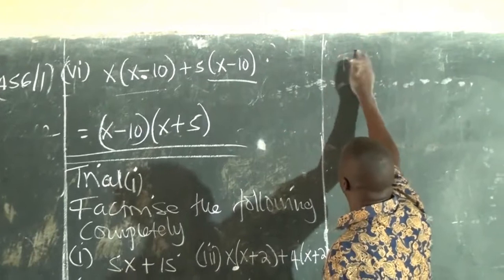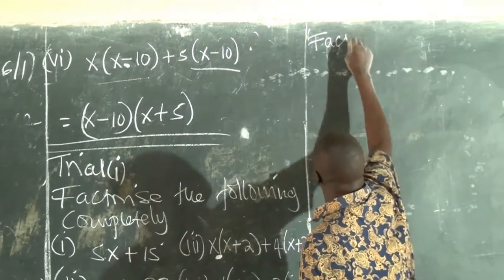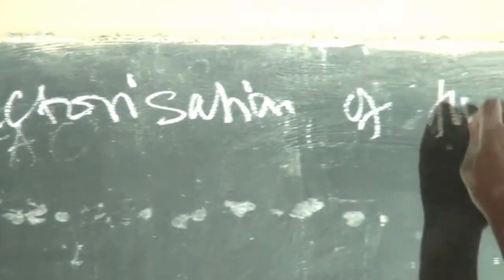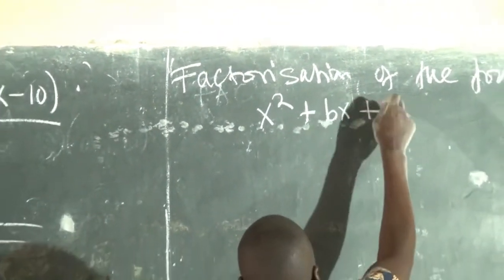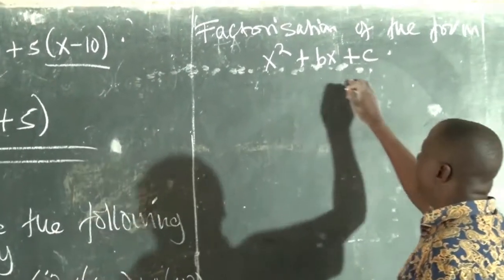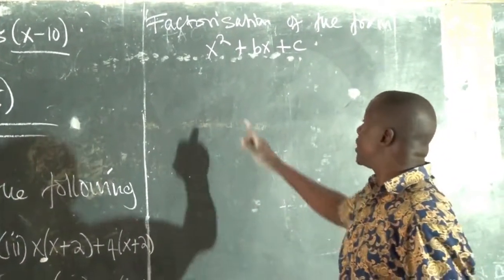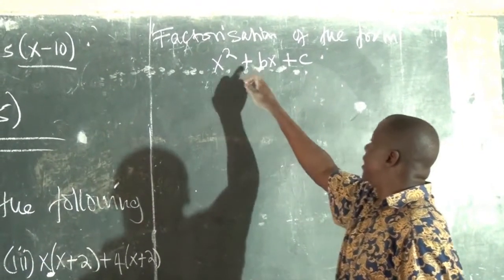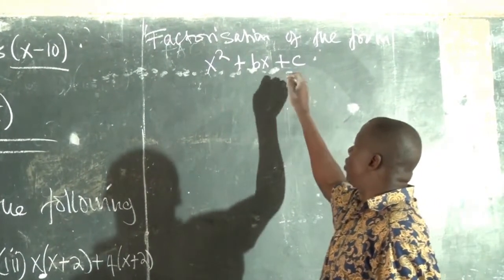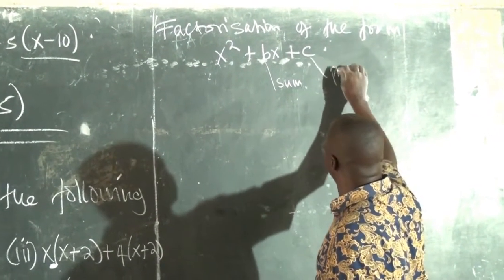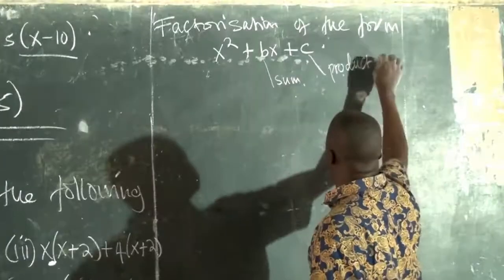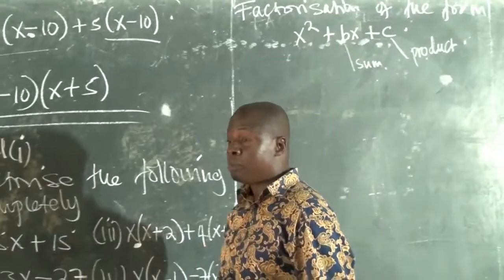Let us look at this one also. Factorization of the form x squared plus bx plus c. This is what we call a quadratic equation because it has x squared and bx plus c, where this one is the sum and this one is the product.